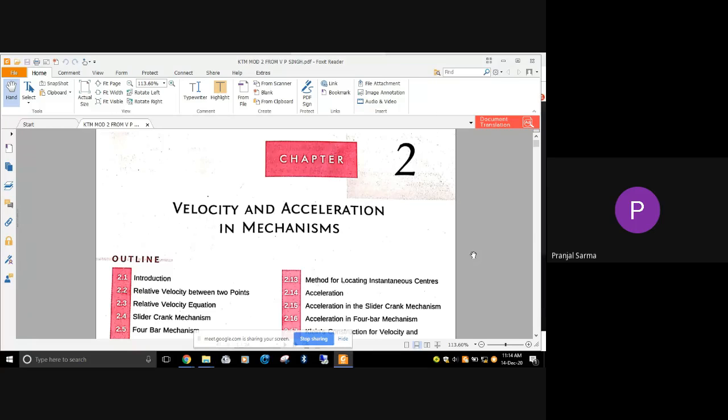In the previous classes I have already given you the introduction about velocity and acceleration analysis of mechanisms, why it is important, what can be achieved through it, and how it helps in understanding the motion of that particular mechanism under consideration. Similarly, how ultimately it helps in the construction. Those things we have also discussed.